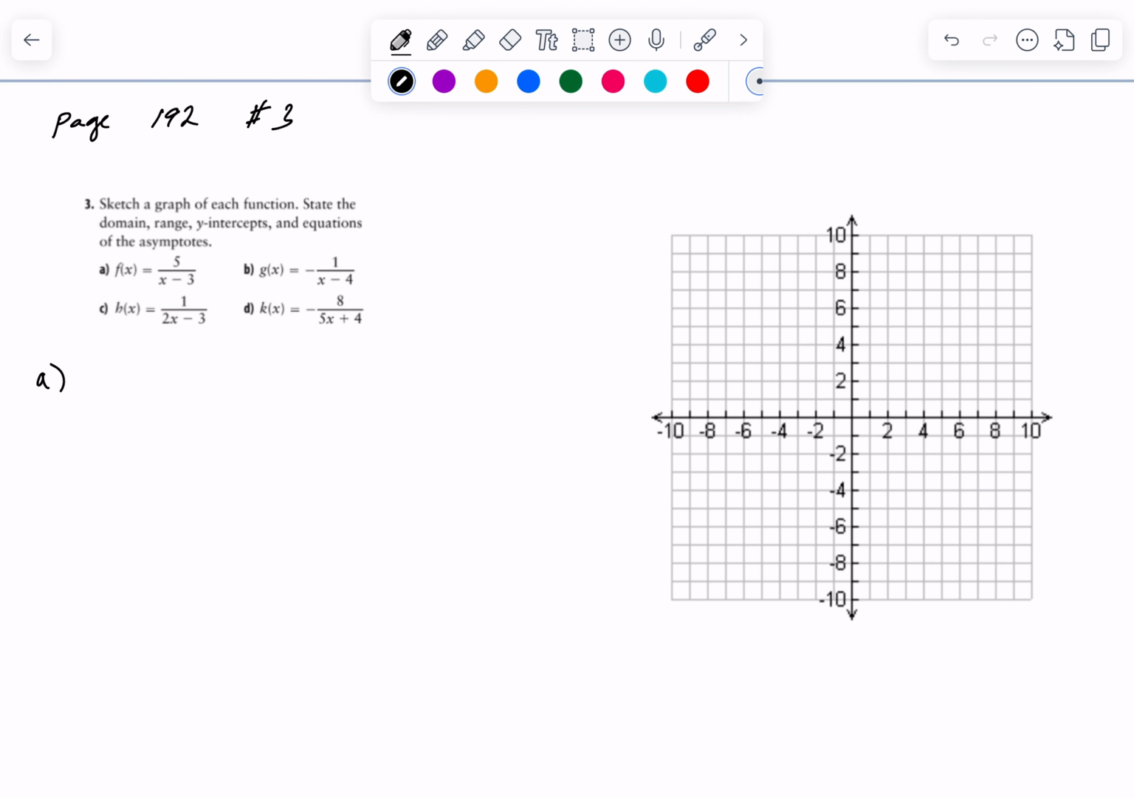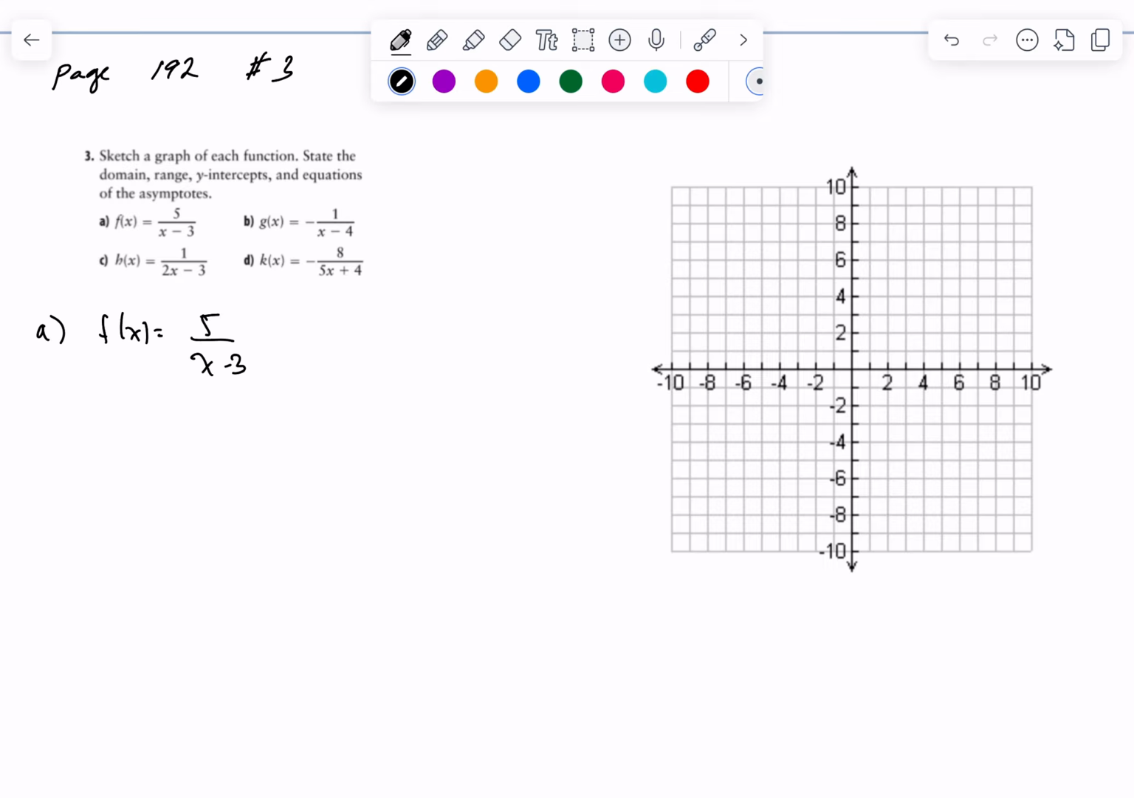So for A, f of x is equal to 5 over x minus 3. Let's just run through our list of things. So I know the vertical asymptote can be at x equals positive 3. We know the horizontal asymptote for reciprocal linear functions is going to be at y equals 0. Okay, and then I can solve for the x-intercept, which occurs when y is equal to 0.